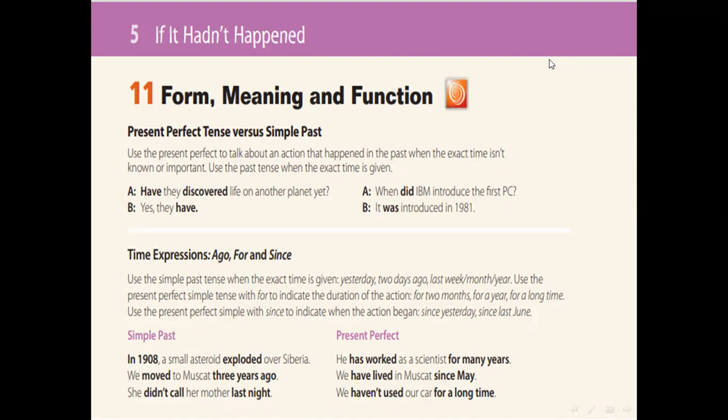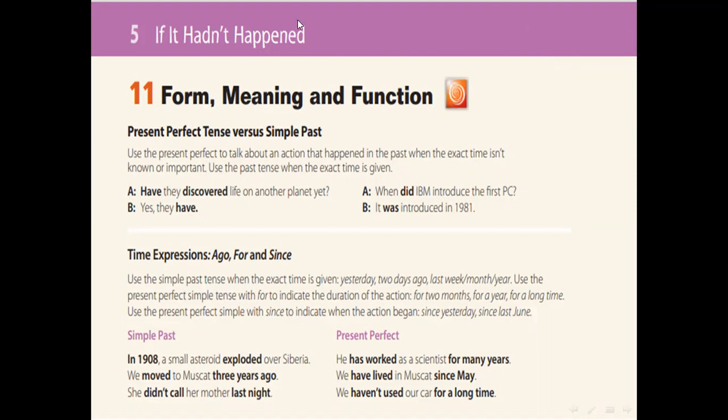Today we will complete Unit 5 for Mega Goal 2, if it hadn't happened. Today we will use present perfect tense versus simple past, and we also express ability, permission, and requests.